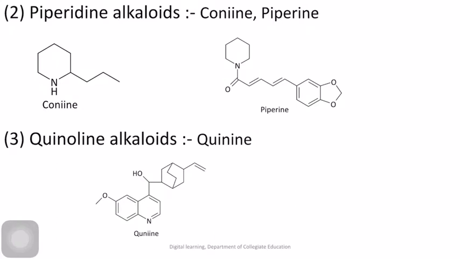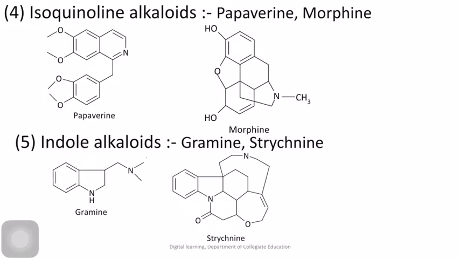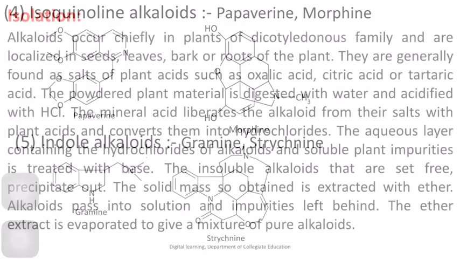Then third one, quinoline alkaloids. Example, quinine. Fourth one, isoquinoline alkaloids. Example, papaverine, morphine, etc. You can see the structure. Then fifth one, indole alkaloids. Example, gramine, strychnine. See, strychnine is a complex molecule.